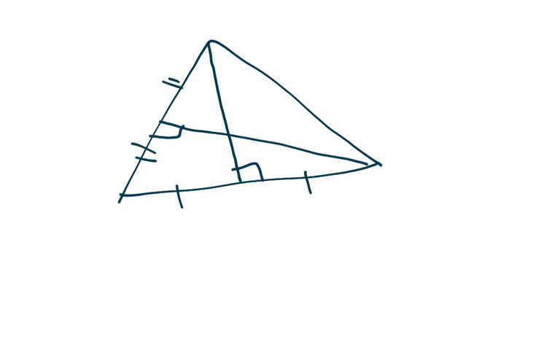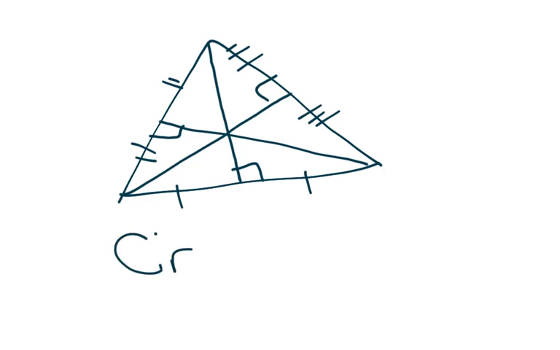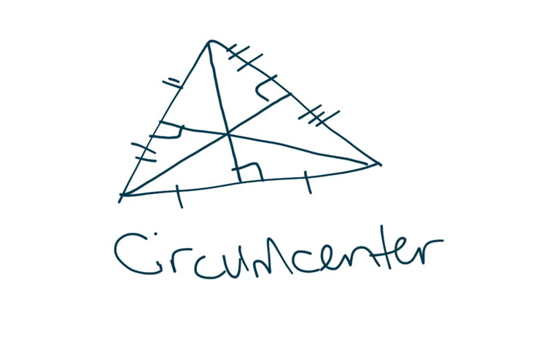So if I came across here and bisected this with a perpendicular, and I did the same over here, let's say it was like this. Well, let me redo that. So it's this. Again, I did the same over here with perpendicular bisectors. Then that would be called the circumcenter. That point of concurrency is called the circumcenter.